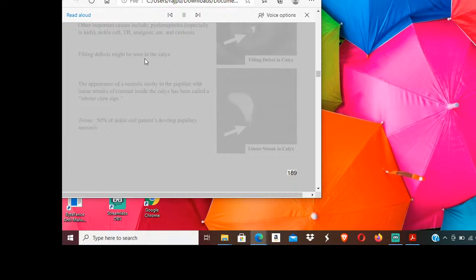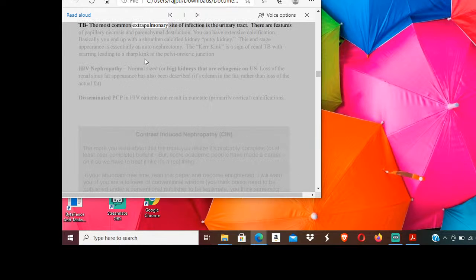TB. The most common extrapulmonary site of infection is the urinary tract. There are features of papillary necrosis and parenchymal destruction. You can have extensive calcification. Basically, you end up with a shrunken, calcified kidney, putty kidney. This end-stage appearance is essentially an autonephrectomy. The Kerr kink is a sign of renal TB with scarring leading to a sharp kink at the pelviureteric junction.